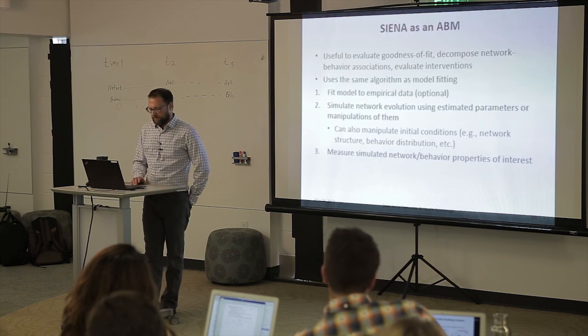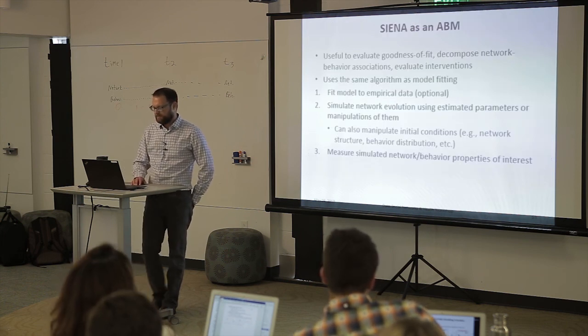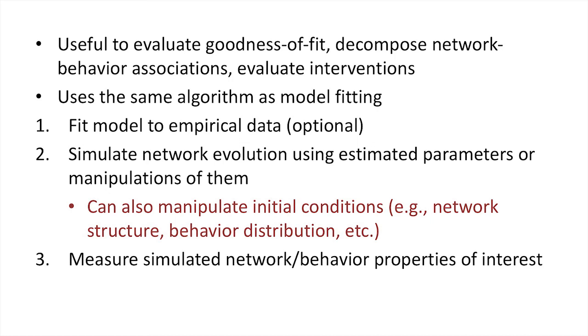Okay. So yes, Siena as an agent-based model. There's a number of reasons we might want to do this. So the goodness of fit that I skimmed through uses the simulation part of the model, holds the parameter estimates constant and just simulates a bunch of networks. You can also use it to simulate or decompose the sources of different network patterns. Okay, and I'll have an example of that in a minute that tries to ascertain what's responsible for the monopoly we observe in a network.